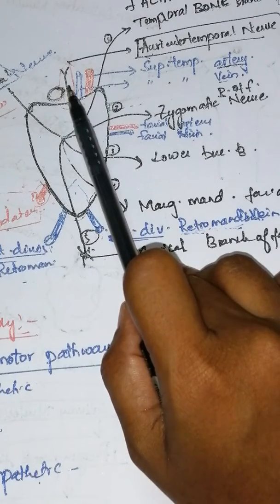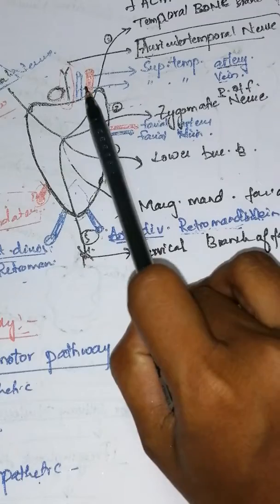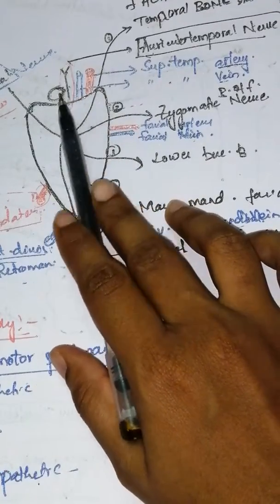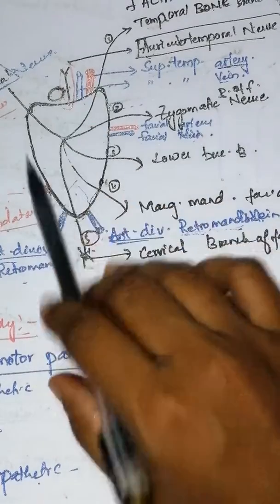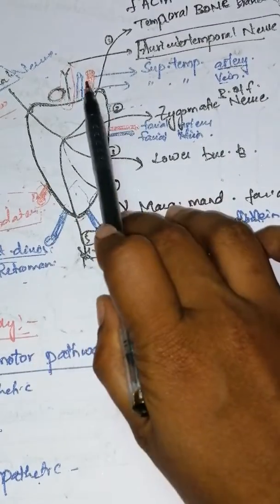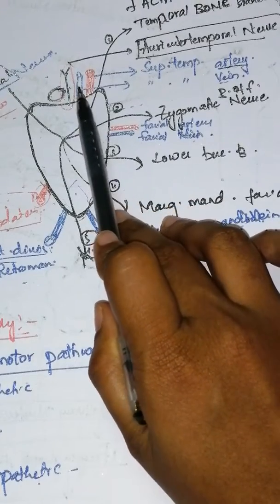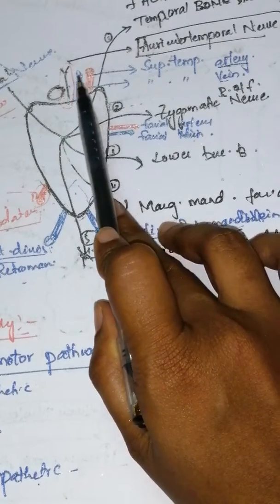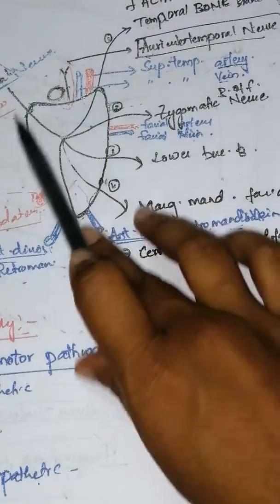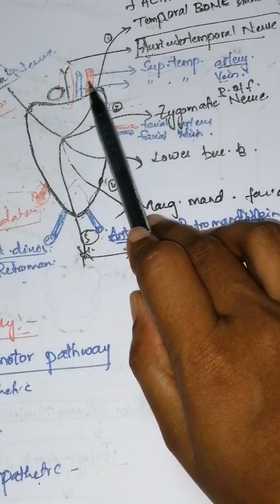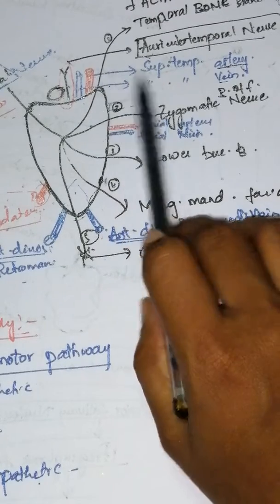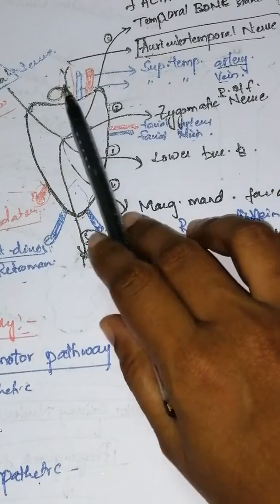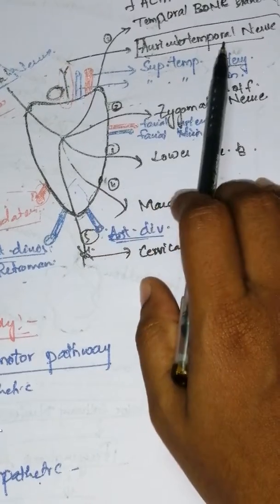These are the three structures you have to study entirely: what are the arteries, veins or nerves which pass through the parotid gland. I am repeating: arteries are red, veins are blue, and yellow means nerves. Arteries, veins and nerves are the three structures which pass through the parotid gland. The first is the artery, which is the superficial temporal artery, the vein is the superficial temporal vein, and this nerve is the auriculotemporal nerve.